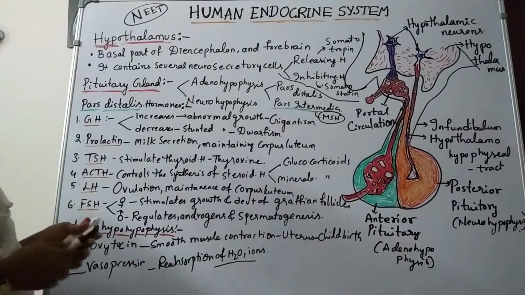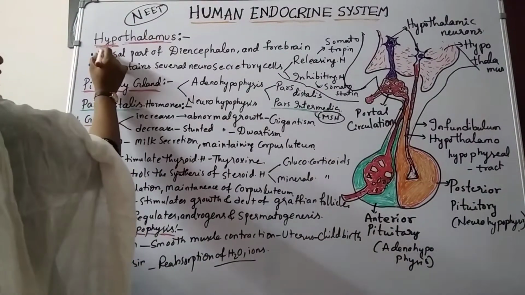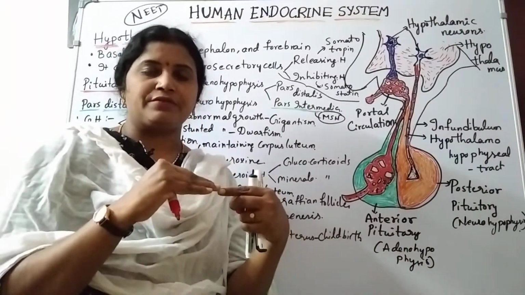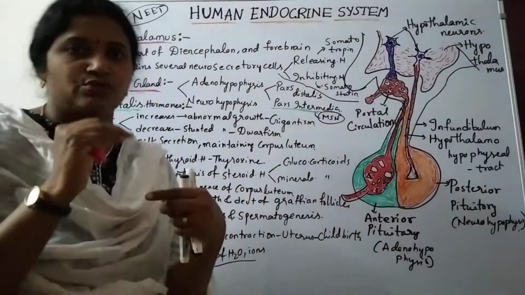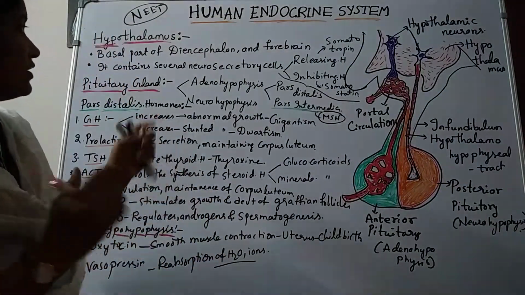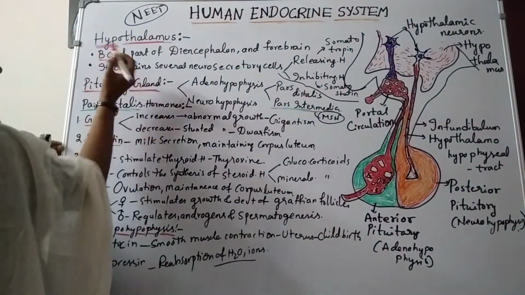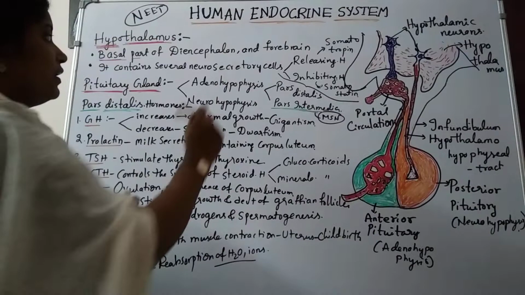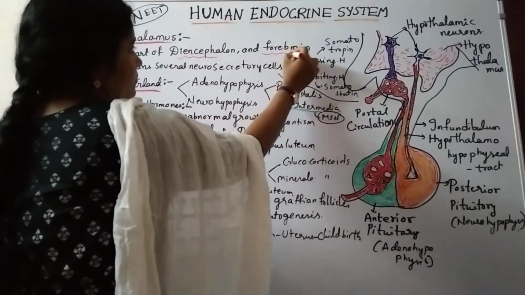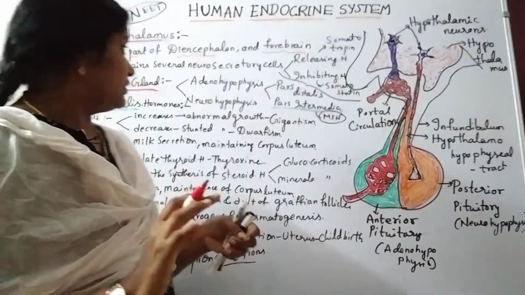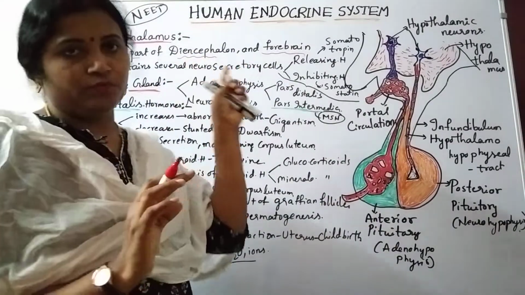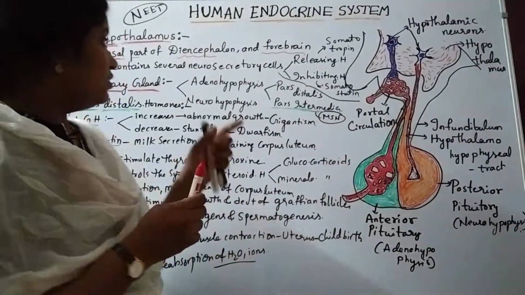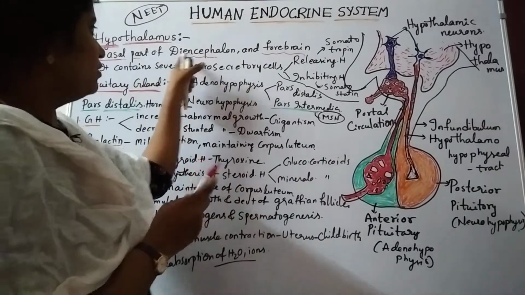So the first one is the hypothalamus. Hypo means below, so it is present on the below surface of the thalamus, that's why it is known as hypothalamus. It is the basal part, the down part, of the diencephalon and forebrain. You remember the brain structures: forebrain, midbrain and hindbrain. The hypothalamus is present below the diencephalon and forebrain.